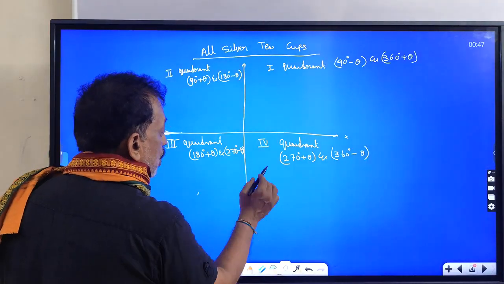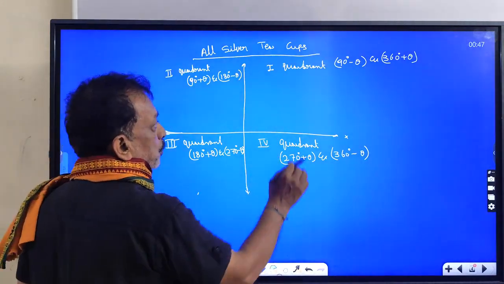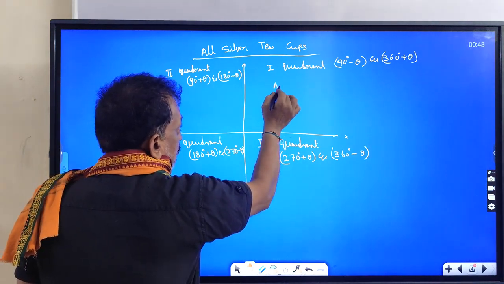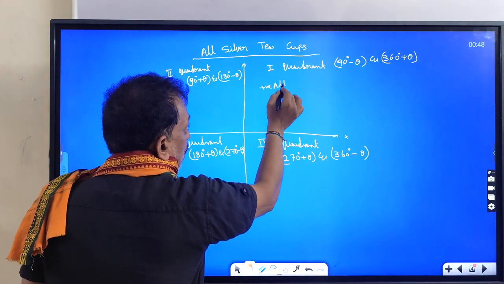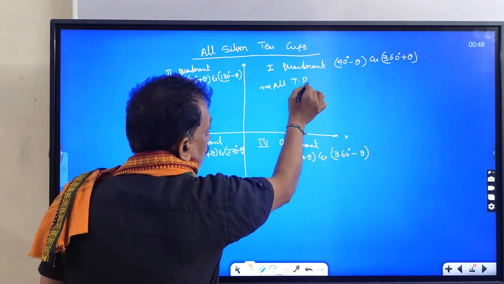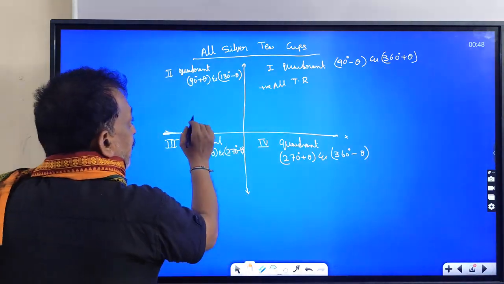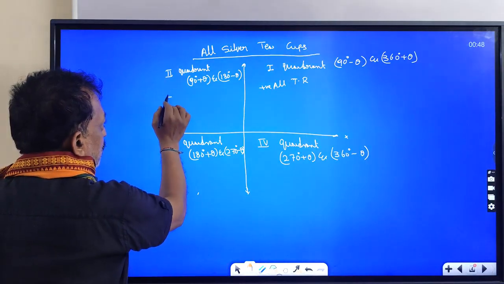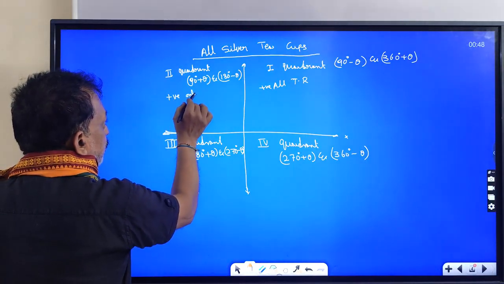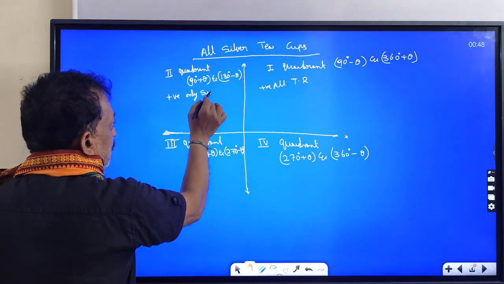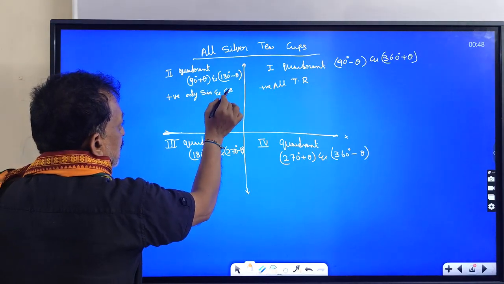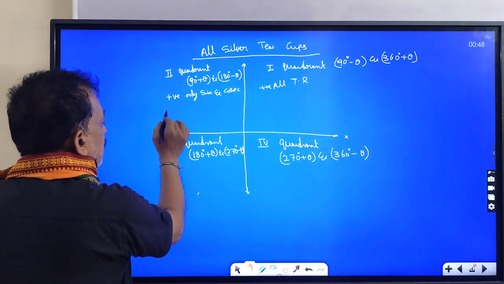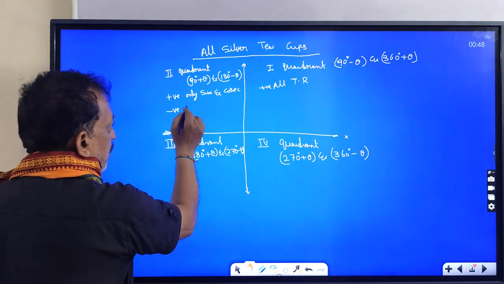Now, here all trigonometric functions are positive in the first quadrant. All trigonometric ratios are positive. But in the second quadrant, Silver, only sine functions are positive: sine and cosecant are positive. The remaining trigonometric functions are negative.